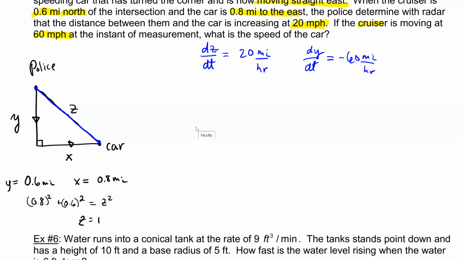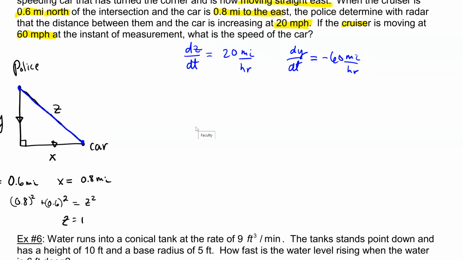Now, the thing we're looking for, speed of the car. Speed of the car is which thing? x. dx/dt. This is what we're looking for, dx/dt. We don't know. I would like to know how fast the car is going.